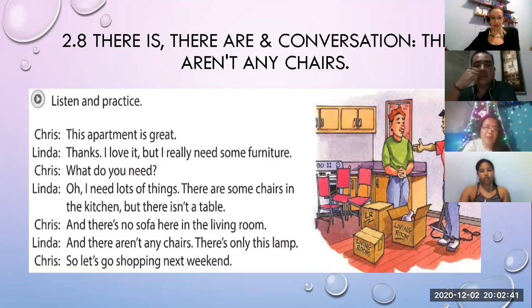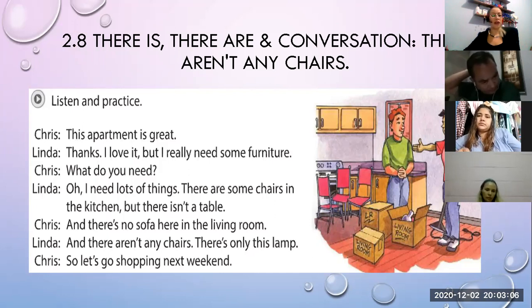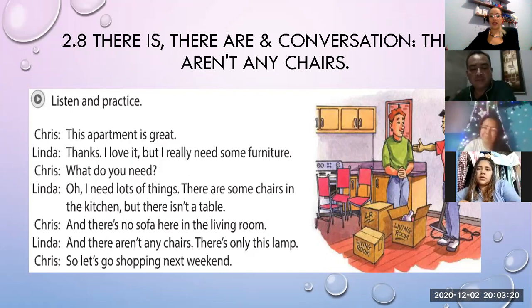Thanks, I really need some furniture. What do you need? Oh, I need lots of things. There are some chairs in the kitchen, but there isn't a table. And there is no sofa here in the living room. And there aren't any chairs. There is only this lamp. So let's go shopping next weekend. Perfect.